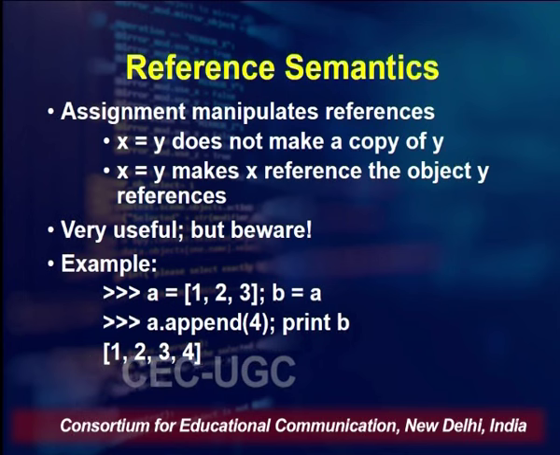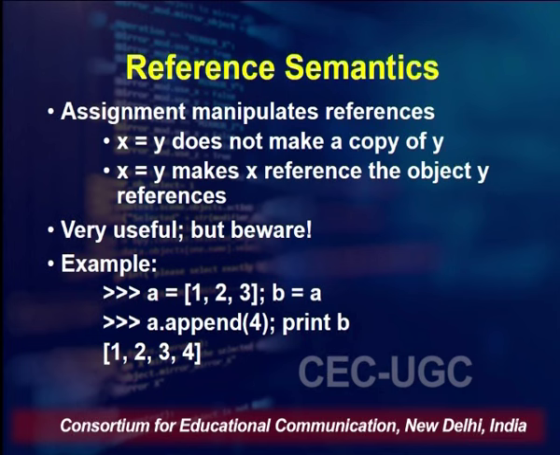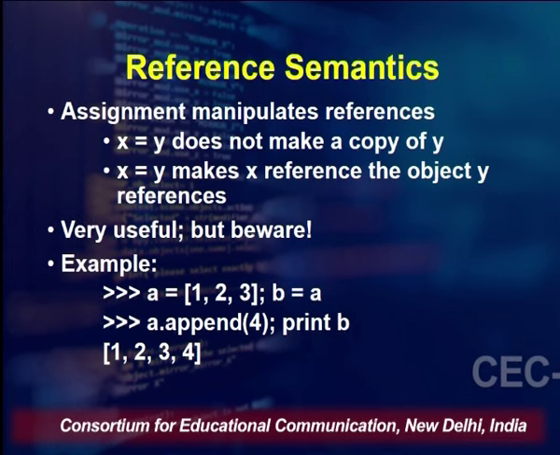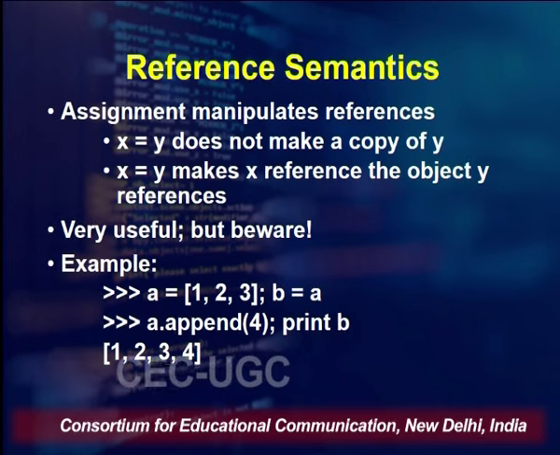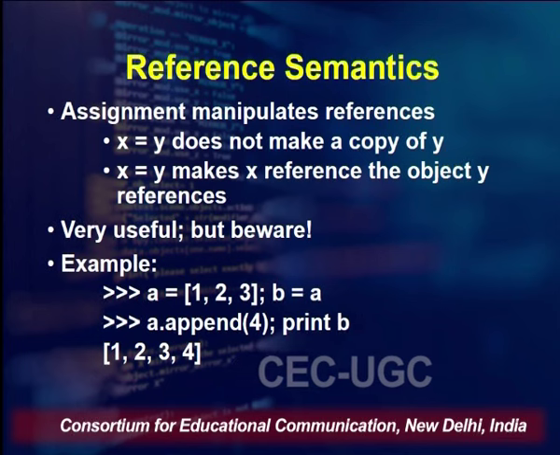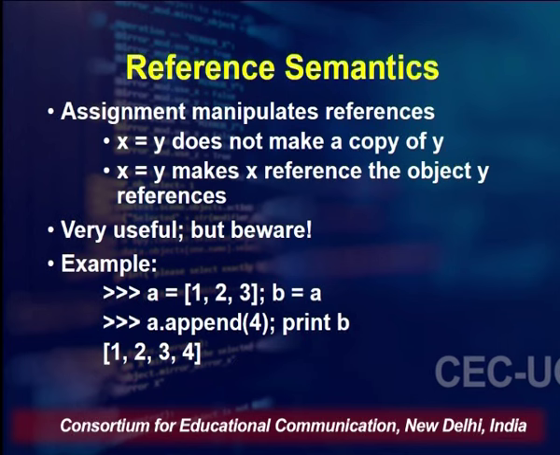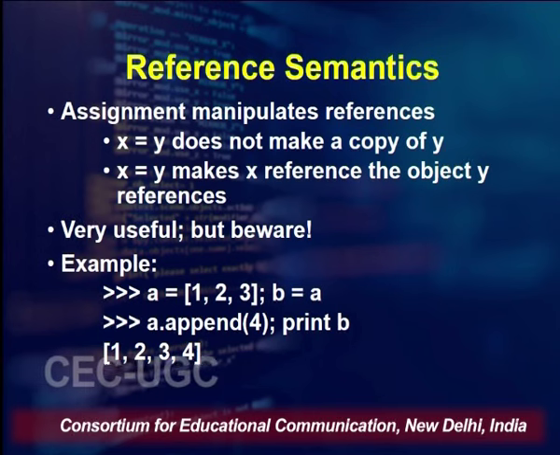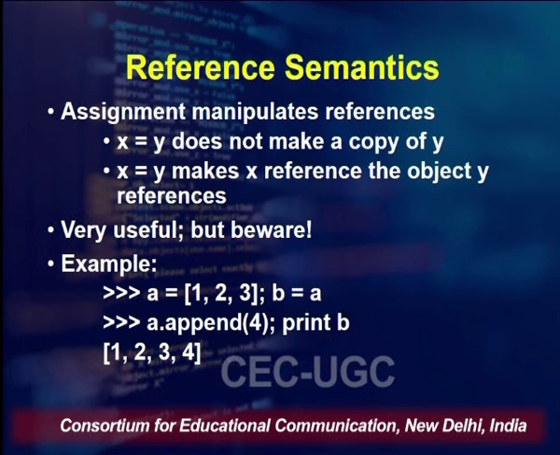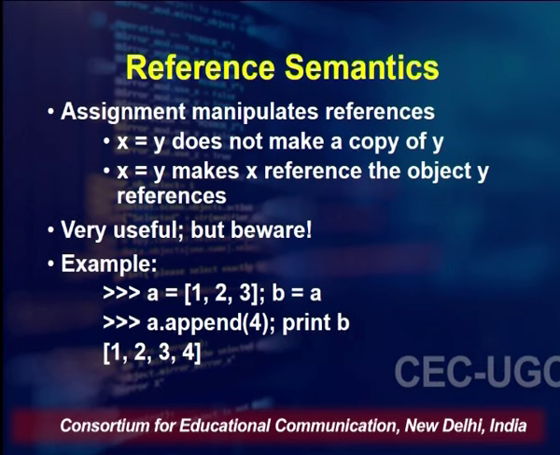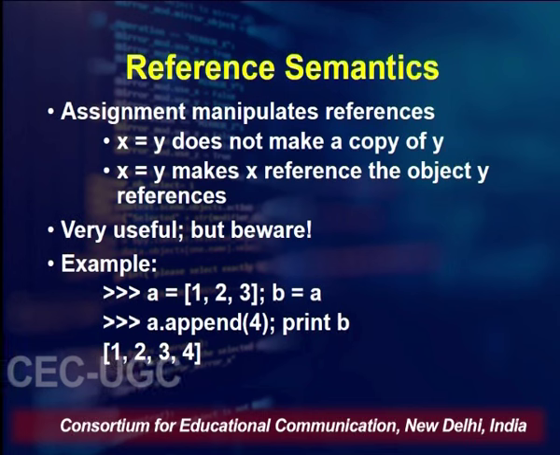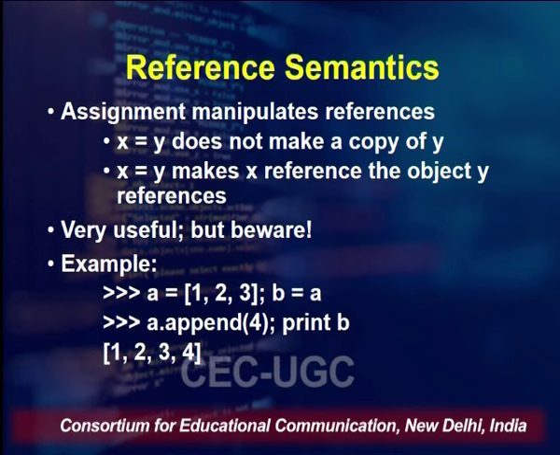So, we have an array a equal to 1, 2, 3 and we assign the value of a to b. After that we append an element 4 into the array. Now, the assignment actually happened before the appending, but still when you print the array b, it will show the element which you added to the original array a.